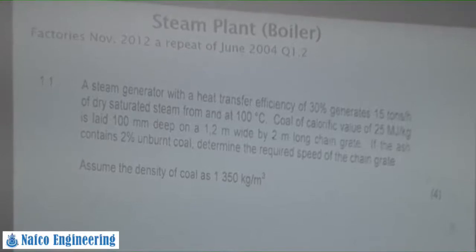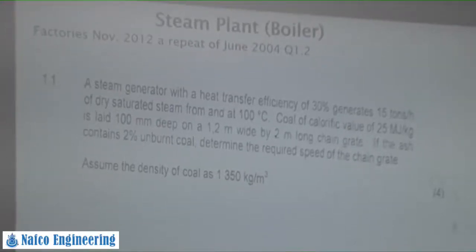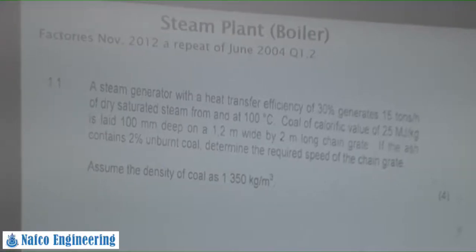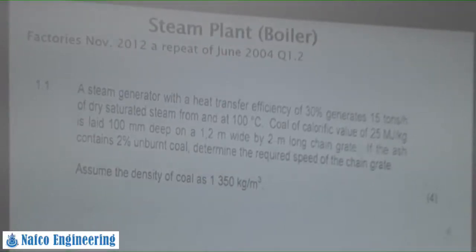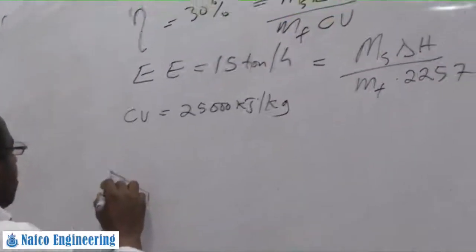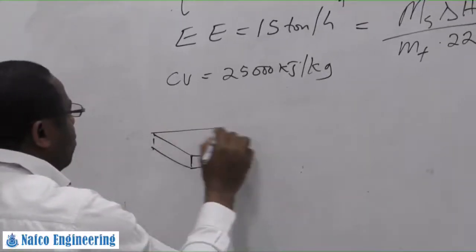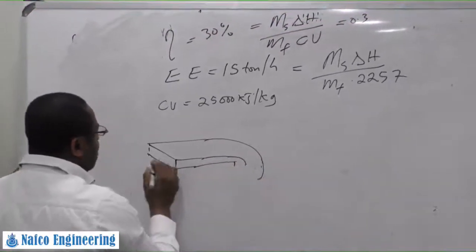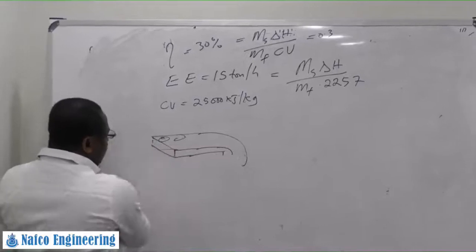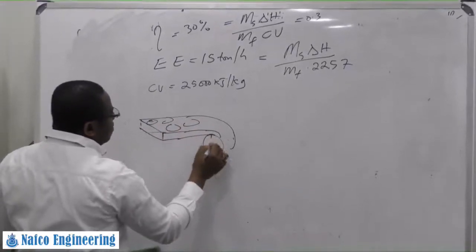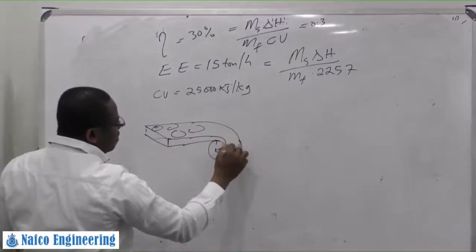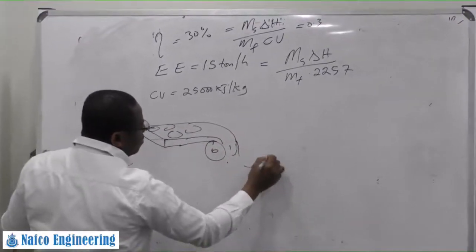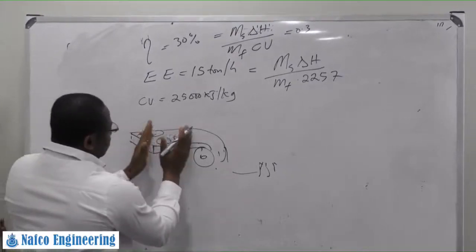And then this is laid in a 100 millimeter deep, 1.2 meter wide, and 2 meter long chain grate. You know the grate. The chain grate is what you put the coal on. So this we move it like that. So you have the coal, it's being fed from somewhere. There's something maybe rotating there, and it's moving straight into that, to provide for the fire. So this is moving.